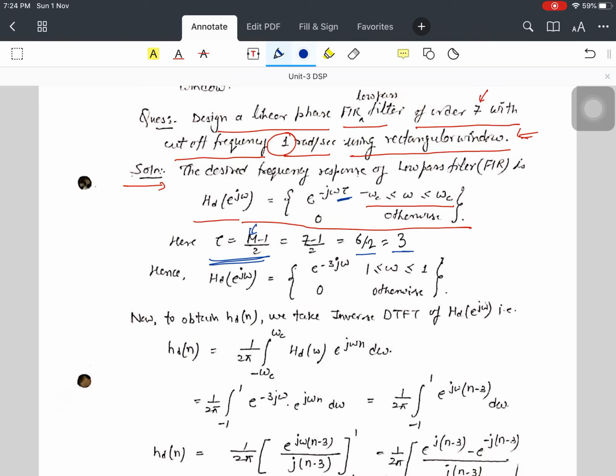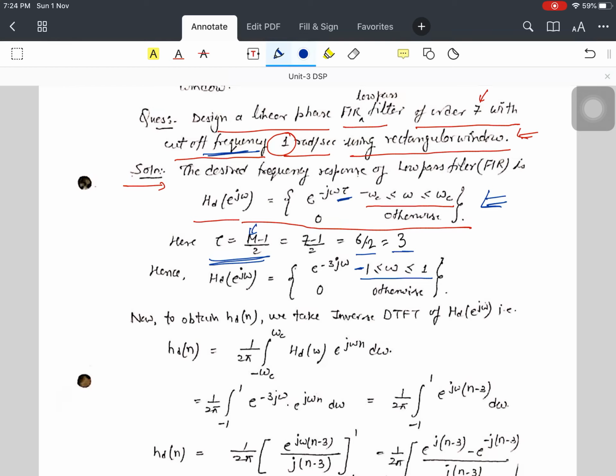Now, when we put this value, and we are also given this cutoff frequency ωc, in this generalized function, we get Hd(e^jω) = e^(-3jω), lying between -ωc to ωc. The frequency is given as -1 to 1. Otherwise the value of Hd(e^jω) equals 0.